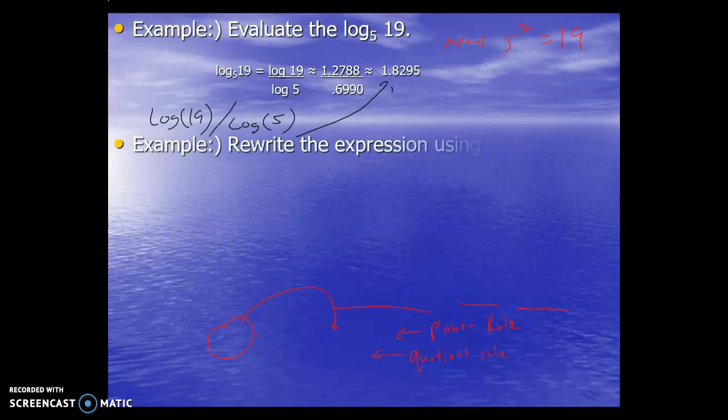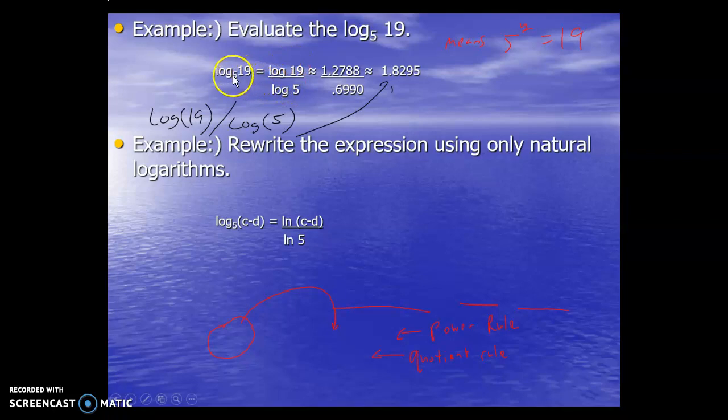All right, next example. We're going to write it only using natural log. We could actually do the same thing with the previous problem if you wanted to. You could try it out: do natural log of 19 divided by the natural log of 5, and you should get the same decimal approximation.